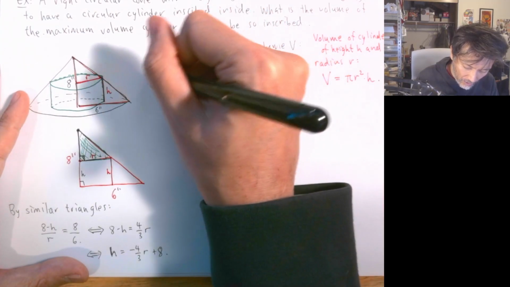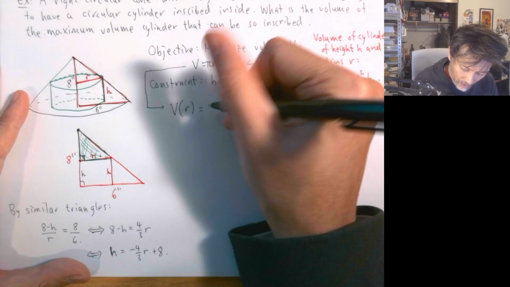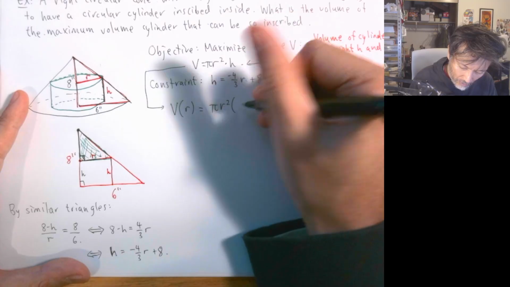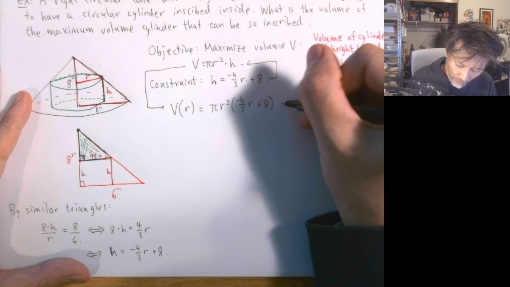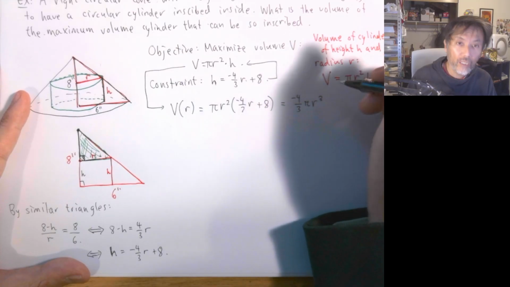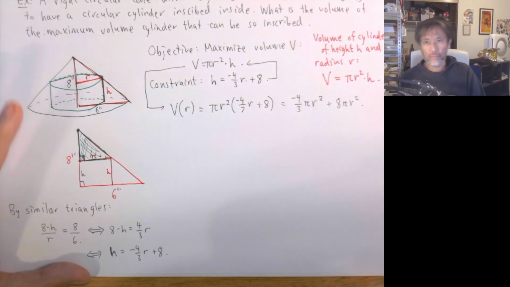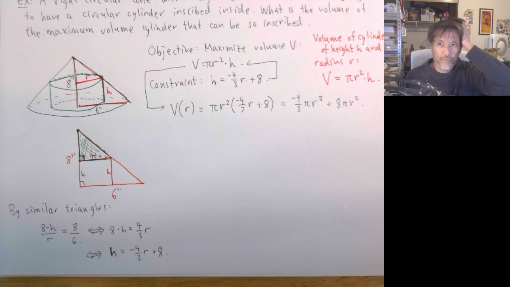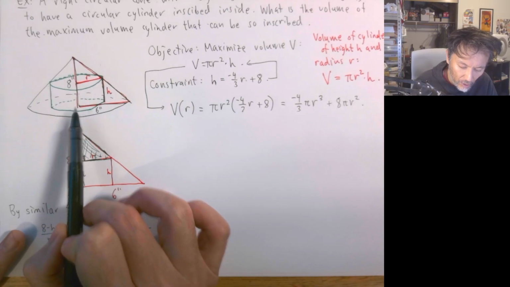Done this a number of times now. And what we learn is that v as a function of r only is pi r squared times negative 4/3 r plus 8, which of course we can simplify by distributing. So we get negative 4/3 pi r cubed plus 8 pi r squared. And hopefully that part makes sense. And this function we want to maximize, on the interval where r can run between 0 and 6.